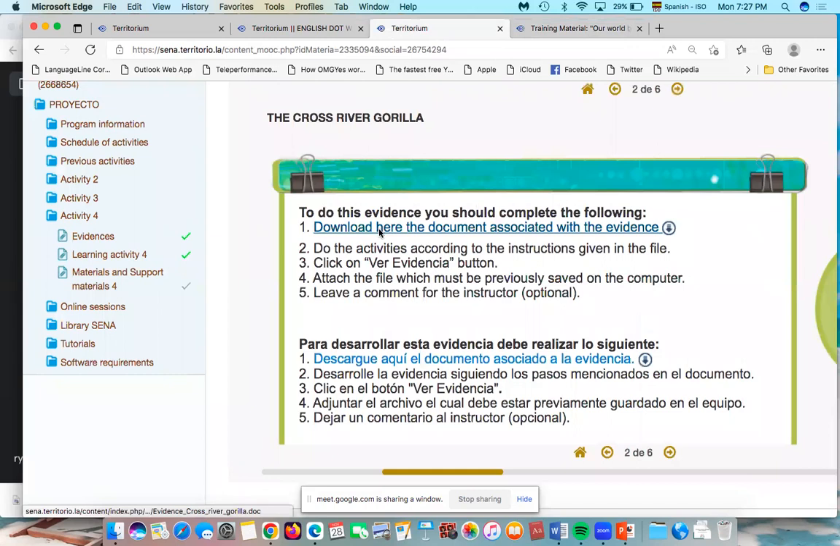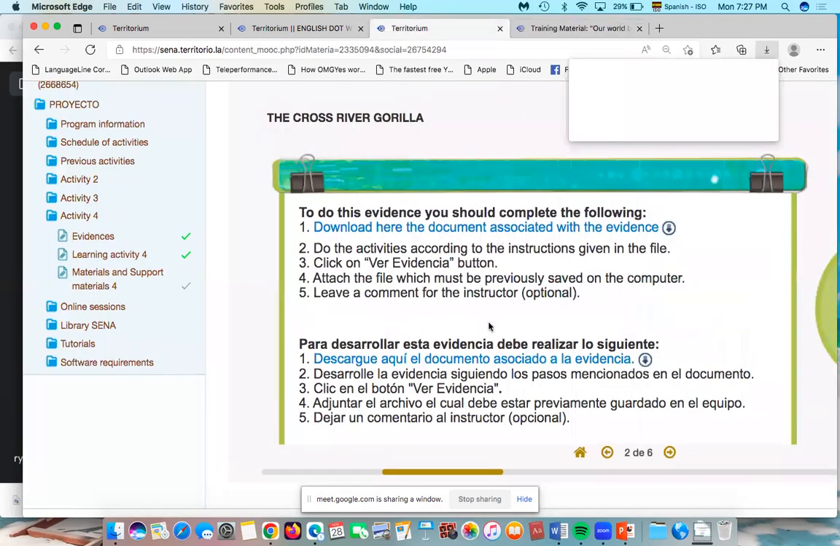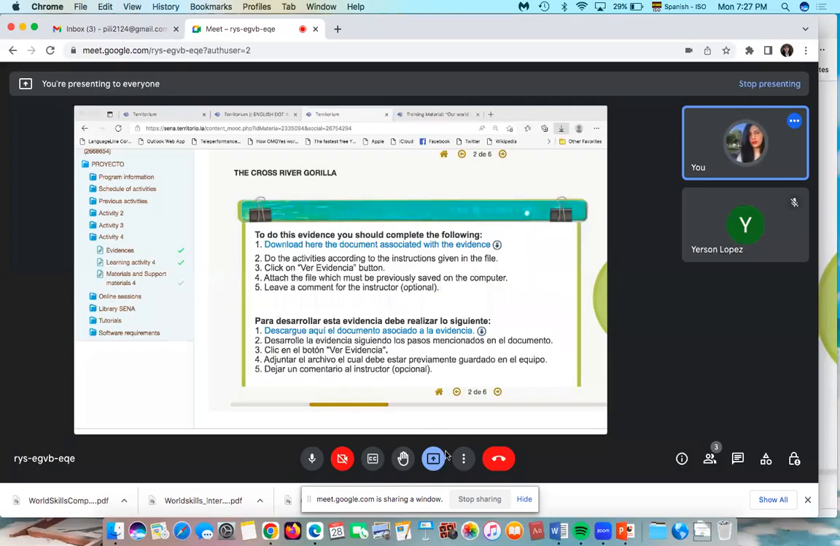So in the Cross River Gorilla, we're going to check the document. Give me a sec, I'm going to share with you the document.